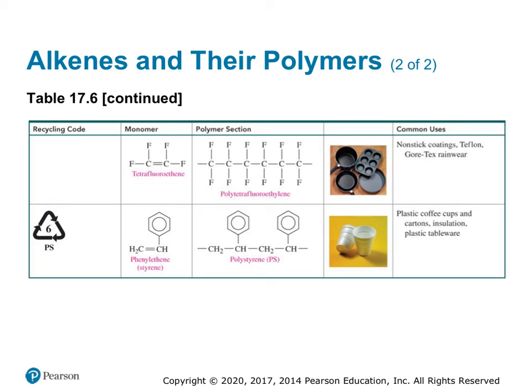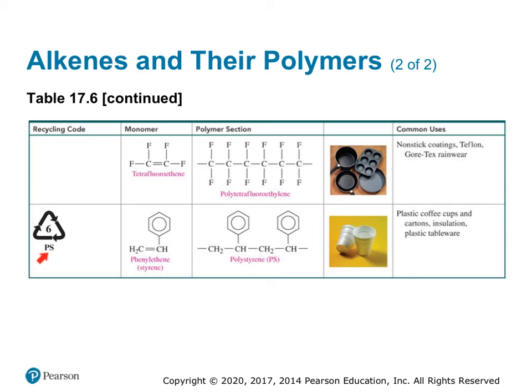There's no recycling code for it, but tetrafluoroethene, so 1, 2, 3, 4 fluorines, comes together to make a polymer, polytetrafluoroethylene, which is known as Teflon. It's also used in Gore-Tex rainwear to run off the rain.